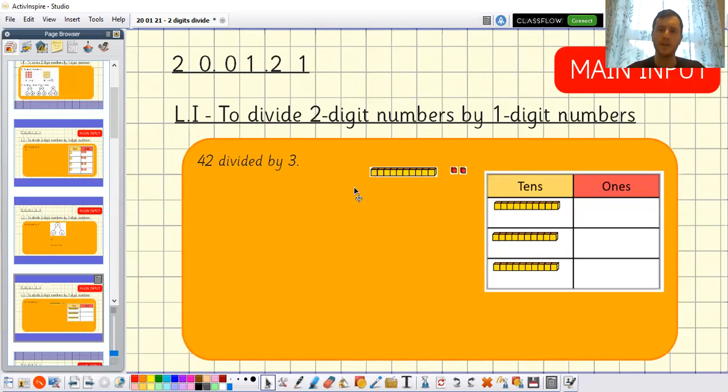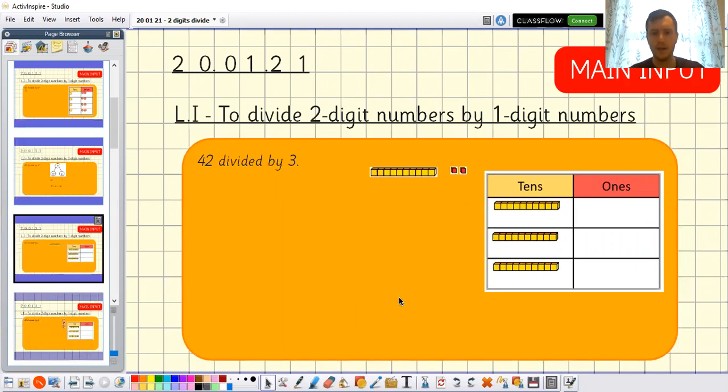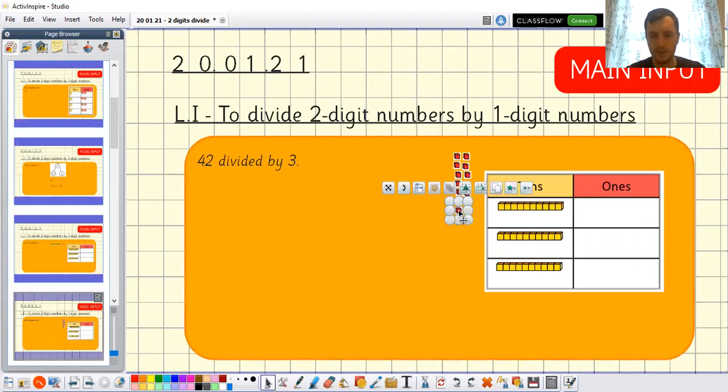Well, I don't know if you said you can exchange it into 10 extra ones. So I've done that. I had 2 ones here. I now have 12 ones here. And I'm going to share those ones between the 3 groups as well. So I'm going to start by sharing 1 one in each group. I'm going to carry on because I've got plenty more.